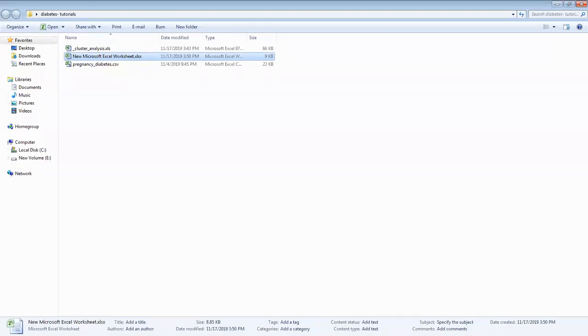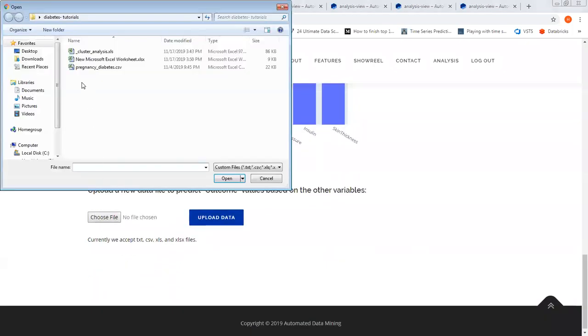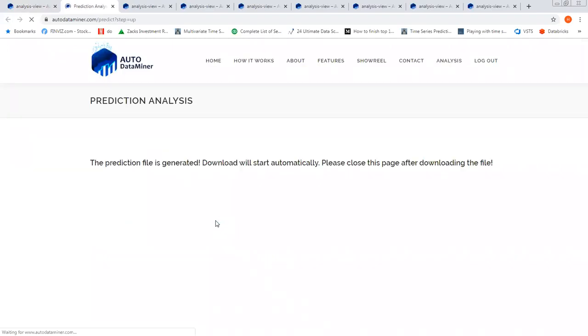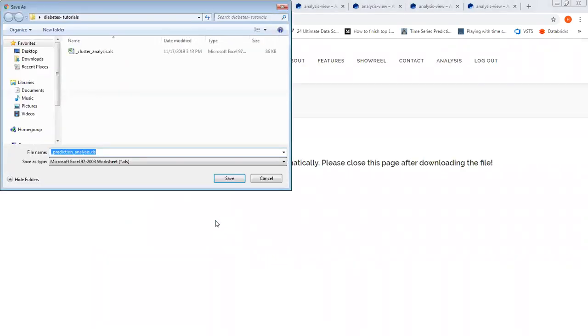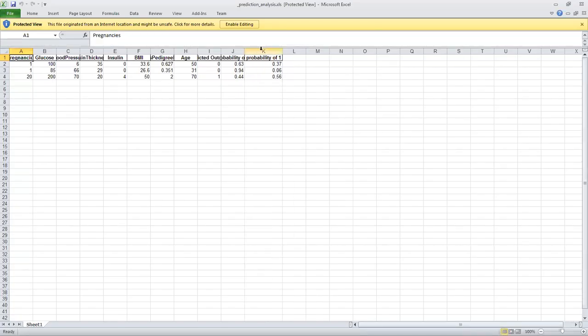Now if I get back to the dashboard, I can choose that file. This was New Microsoft Excel. Let me rename it here. I'm just going to remove all the spaces because sometimes they create trouble for me. Anyway, I open it, and then I say upload data. What happens? The system predicts the outcome for these new records, and then I can open it for those 3 people, if you remember.